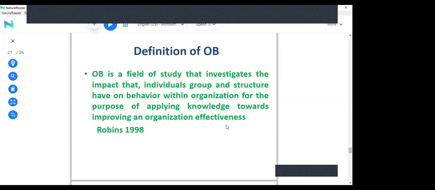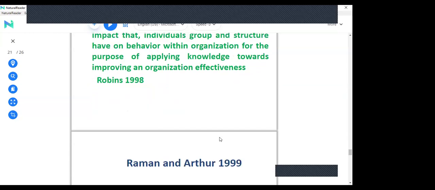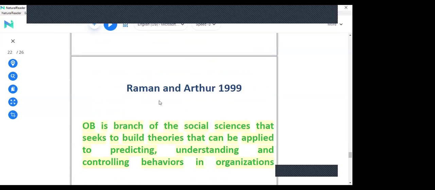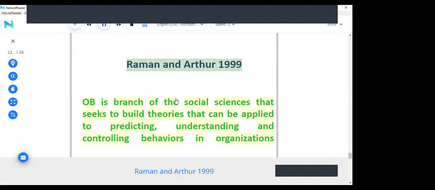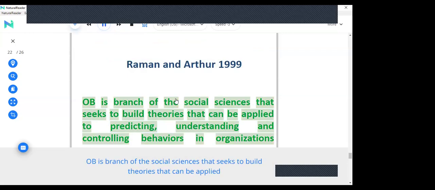But then, my dear student, you know that earlier we discussed this point. The 1998 organization behavior definition is like this. Here is another year. Rahman and Arthur 1999. OB is a branch of the social sciences that seeks to build theories that can be applied to predicting, understanding and controlling behaviors in organizations.